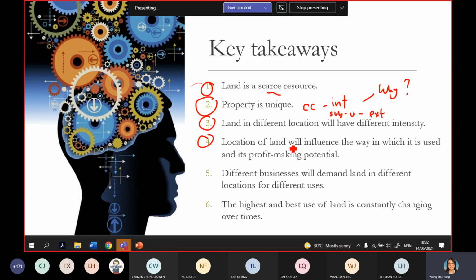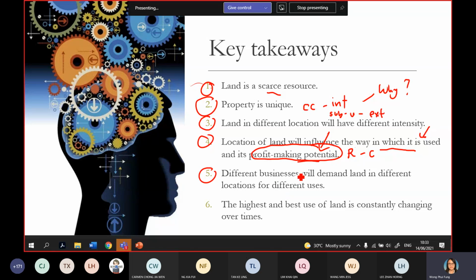Okay, location of land will influence the way in which it is used and its profit-making potential. So this is what I mean just now, that not to say city center is always the best location for all business. It still depends on profit-making potential, evaluation between revenue minus cost. Then the business will decide they should choose city center or they should choose suburban. It all depends on the land use and also the profit-making potential. So it's not necessary city center is always the best location for all business.